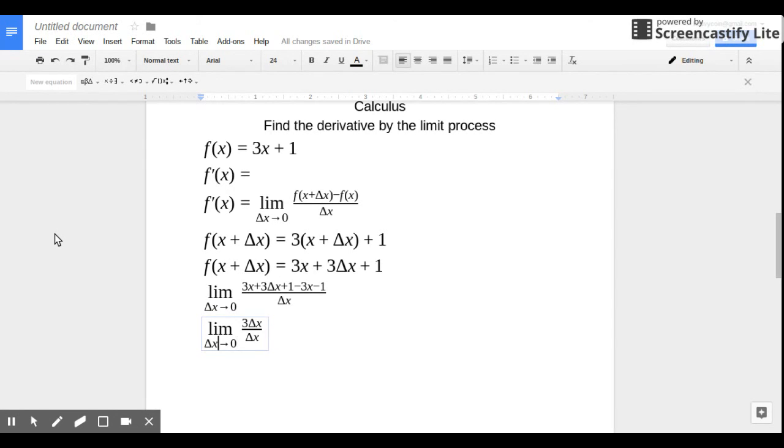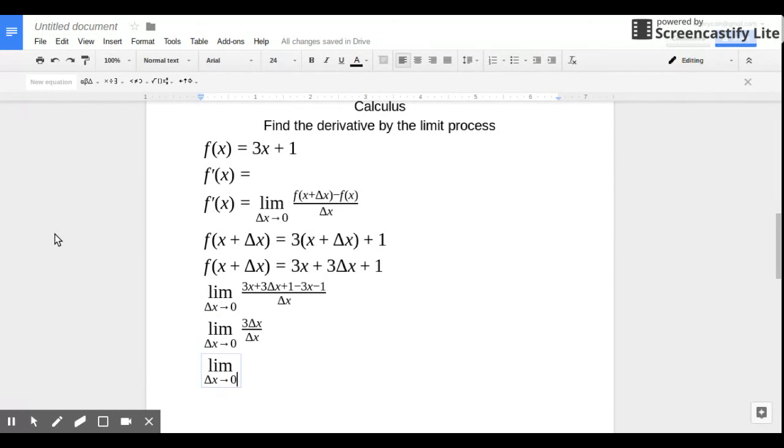So, you know, majority of the time when we're doing calculus, we end up spending most of our time just doing algebra, doing intermediate algebra. I mean, that's what we spend most of our time doing. Okay, so because the delta x in the numerator and the delta x in the denominator are going to cancel out, we're just going to be left with 3.